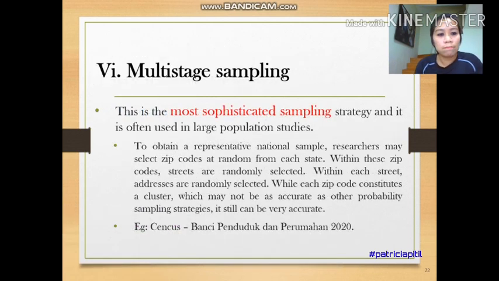Okay, and then the sixth one is multistage. This is the most sophisticated, maksudnya paling glamour, paling more organized compared to the other sampling techniques. We go to the example directly.